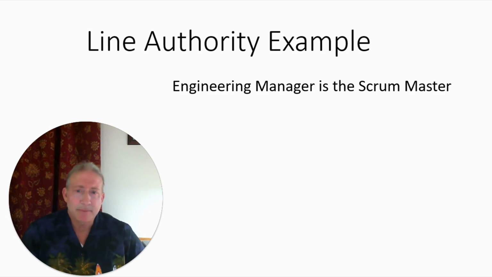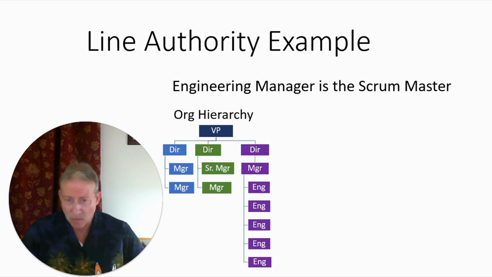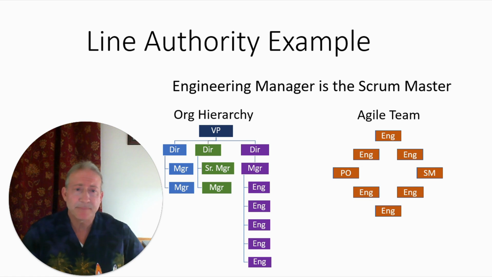Let's do an example. Let's say our engineering manager becomes a Scrum Master. So you've got the org hierarchy we saw earlier. You've got the Agile team. And now we're going to move the manager over into this role. He is now the Scrum Master of the Agile team. What do you think is going to happen?